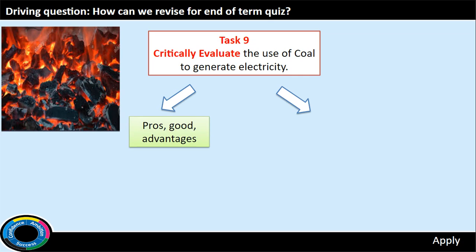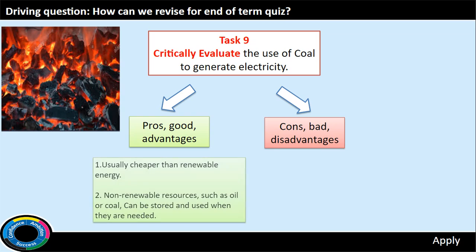Right, welcome back. So the pros, the good, or the advantages, versus the cons, the bad, or the disadvantages. You could have said it's usually cheaper than renewable energy. You could also say that non-renewable resources such as oil and coal can be stored and used when you need it, okay? So those are the good things that you could have said.